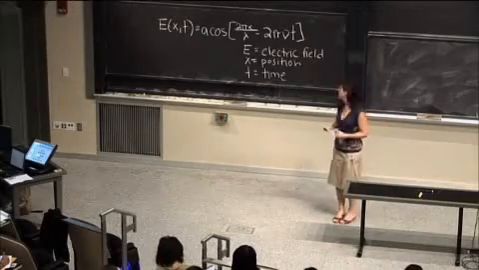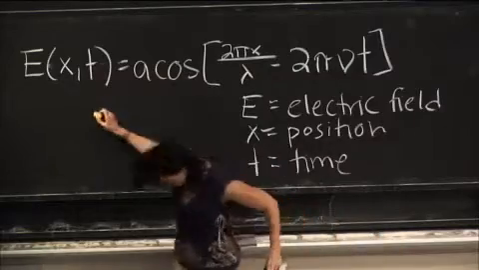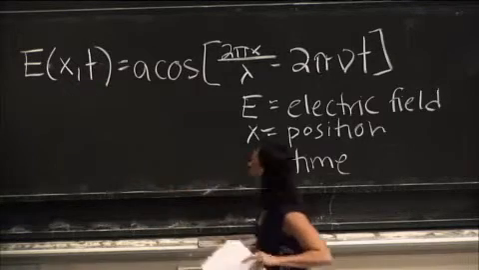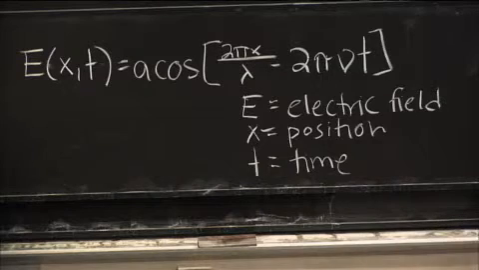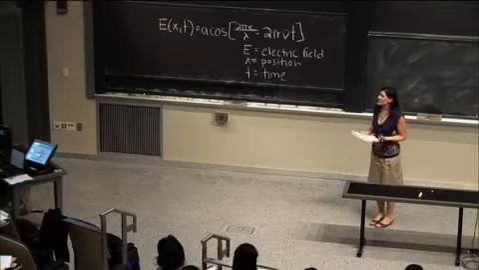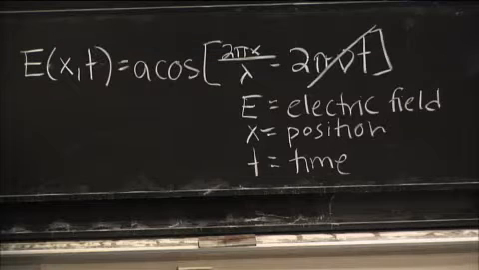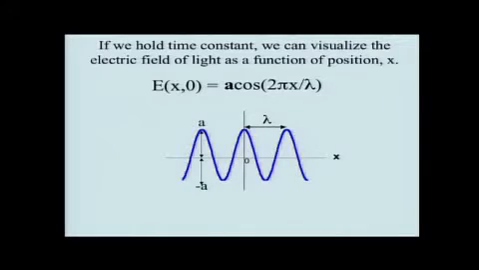thing to do is keep one of these two variables constant, either the x or the t, and then just consider the other variable. So for example, if we're to hold the time constant, this makes it a lot simpler of an equation, because what we can end up doing is actually crossing out this whole term here. So what we're left with is just that the electric field as a function of distance is A times cosine of the argument there, which is now just 2 pi x over wavelength.